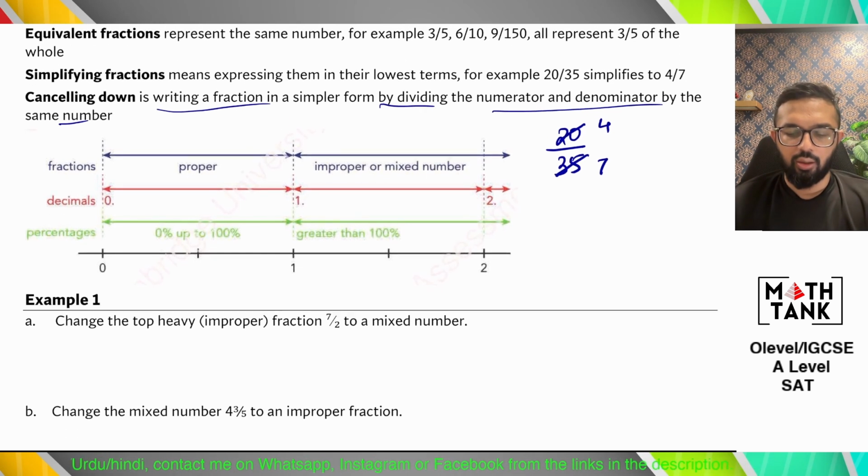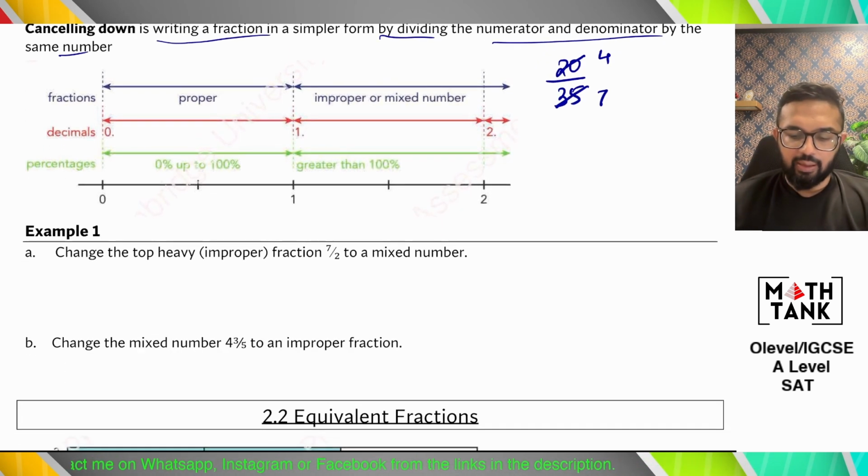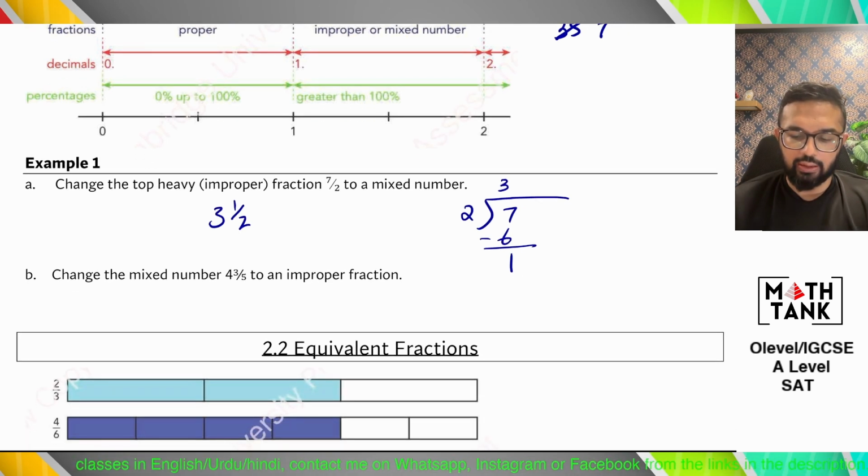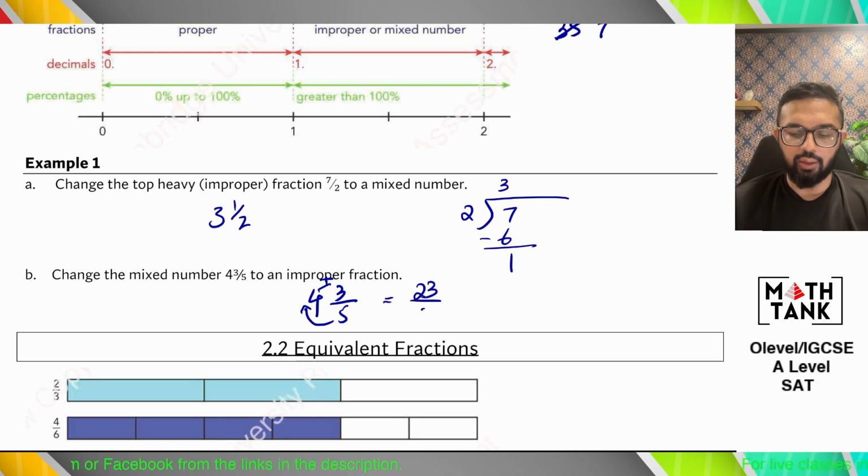Okay. Example number 1 says change the top heavy to a mixed number. So how do you change to a mixed number? You start dividing. 2 times 3 is 6. You can no longer divide. So you say this is 3 whole 1 over 2. Change the mixed number to an improper fraction. That's simple. You multiply the denominator by this number and then add this number. 5 times 4 is 20. That gives you 23 over 5.